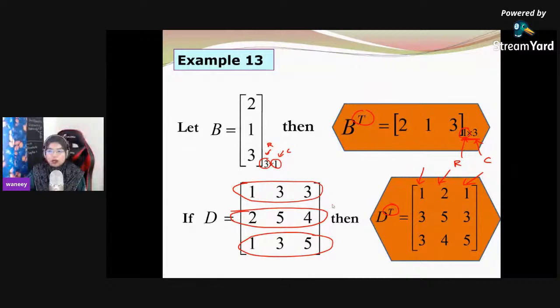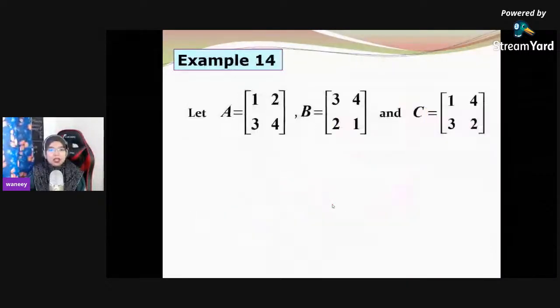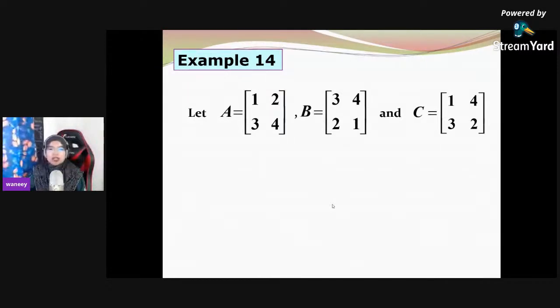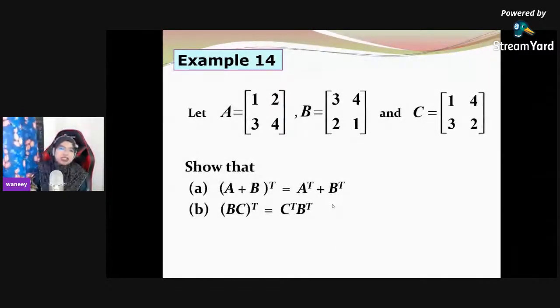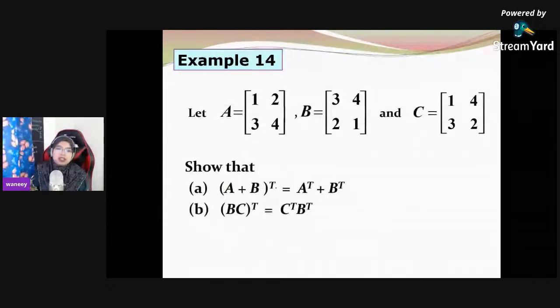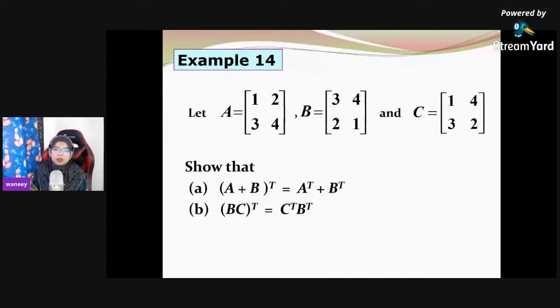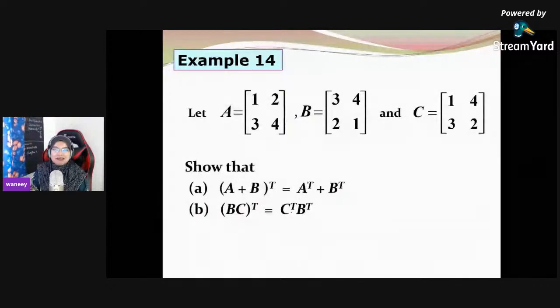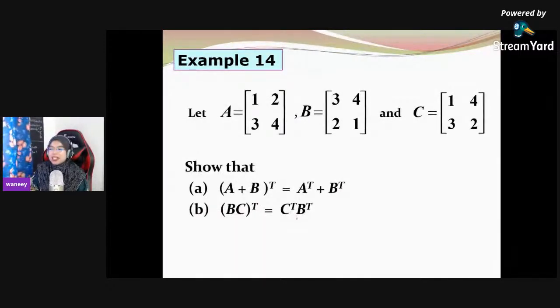Okay, so now almost at the end. So now A is 1, 2, 3, 4, B is 3, 4, 2, 1, C is 1, 4, 3, 2. So now you got to show that (A plus B) transpose is equal to A transpose plus B transpose, and then (BC) transpose is equal to C transpose B transpose. So do calculate them, one on the left, one on the right, before you can show them.